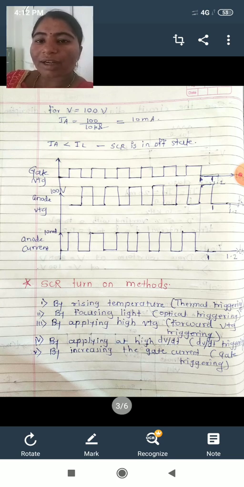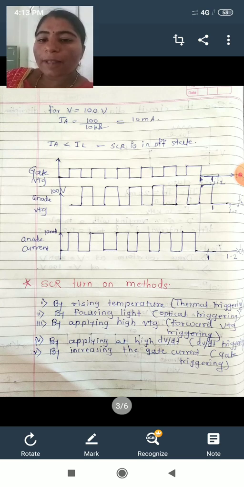But our condition to turn on the SCR is that the anode current should be greater than the latching current. But here the latching current is 20 milliampere and the anode current is 10 milliampere, meaning the anode current is smaller than the latching current, so the SCR remains in the off state. It does not get turned on. Hence here we can observe the gate voltage, anode voltage and anode current waveforms in terms of pulses. No SCR turn on.